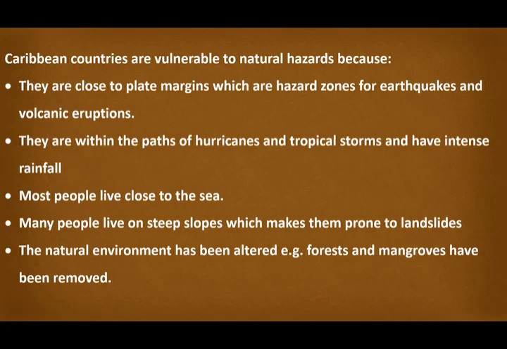Many people live on steep slopes, especially here in the Caribbean. A lot of people build their houses on steep slopes. And natural environments have been altered, to create roads, or they cut down the forest, or they undermine the mountain slopes, or they remove the mangroves. And because of these alterations, you may have land collapsing, you have coastal erosion and flooding taking place, and even erosion of the mountain slopes taking place too.